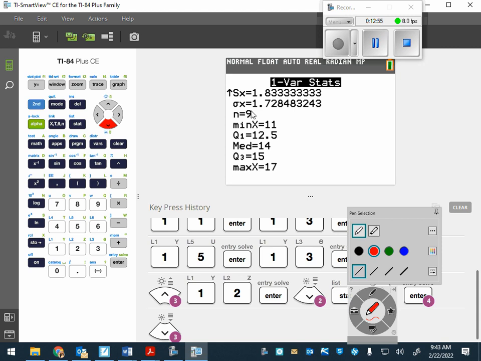The median is 14. Did we find that as well? Yes. The only thing this does not show is the mode. There's no magic button for mode. The range: you take your maximum minus your minimum.